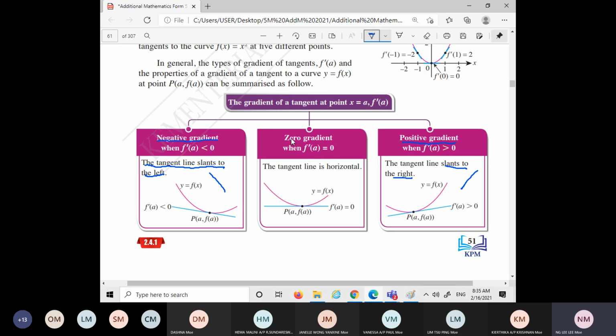How about zero gradient? Horizontal. The tangent line is horizontal. So three types. Okay, we continue to the next page. It's an example.